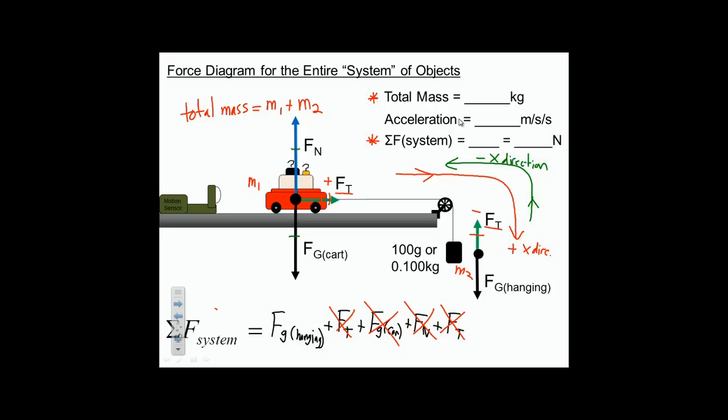So when we add up all of the forces on our system, out of those five, we see that the only force left over is the force of gravity on our hanging mass, right here. Okay? And because that's the only force left over, that is the sum of the forces on the total system. So if we want to find out what the sum of the forces on our system is, all we need to do is know what the mass is. Well, in the video you just recently saw, the hanging mass had a mass of 0.1 kilograms. And we know that since we're on the Earth, there's 10 newtons for a whole kilogram. So there's only one newton for a tenth of a kilogram.